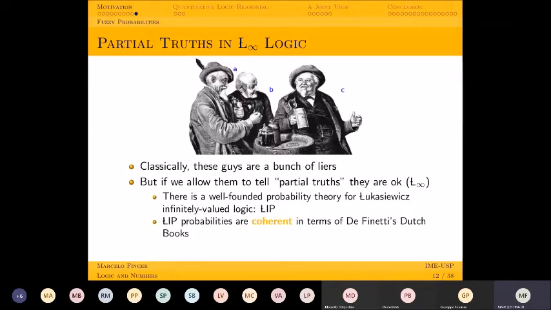And there is also a notion of coherence for this kind of probabilistic non-classical logic, in very similar ways that there is a definite coherence notion for classical logic based on Dutch books. And here we also have a kind of Dutch book and the same kind of well-founded formulation of probability in L infinity, and we can compute that.